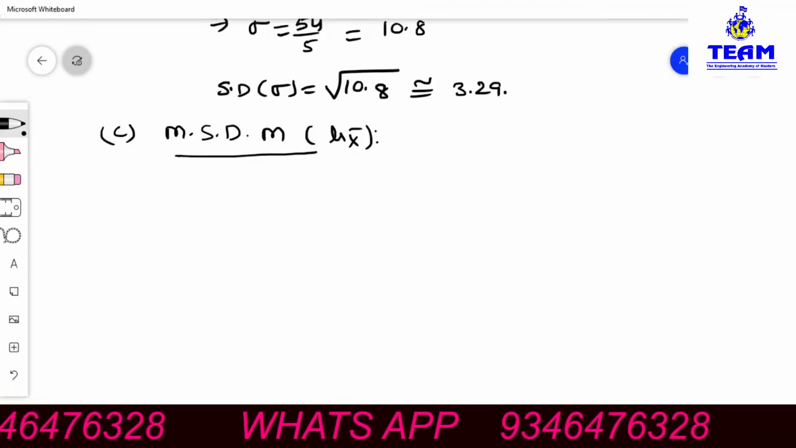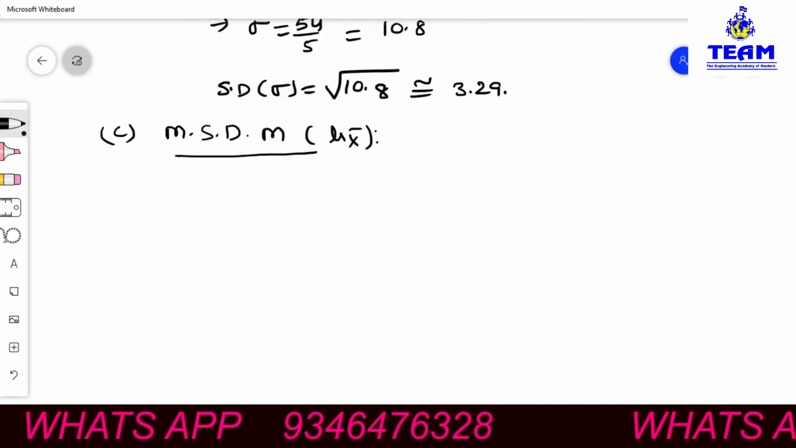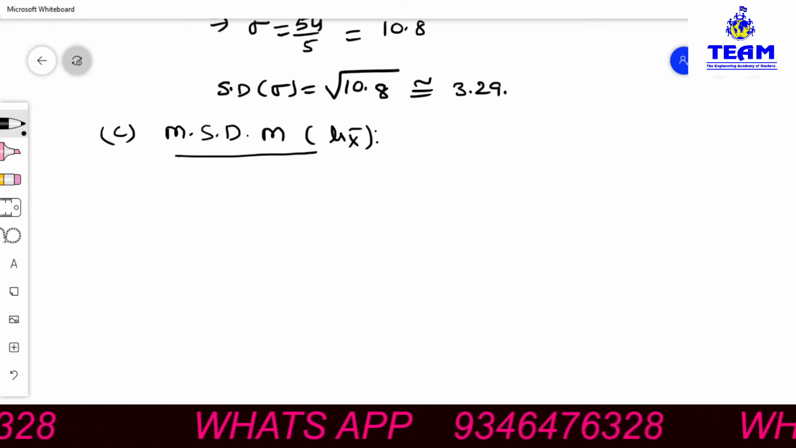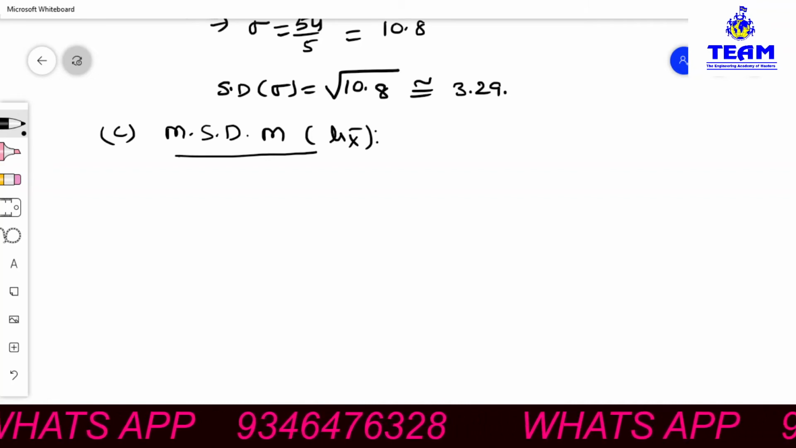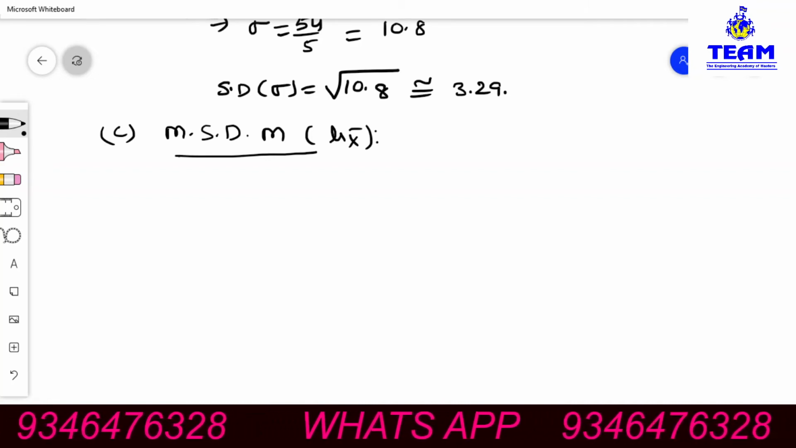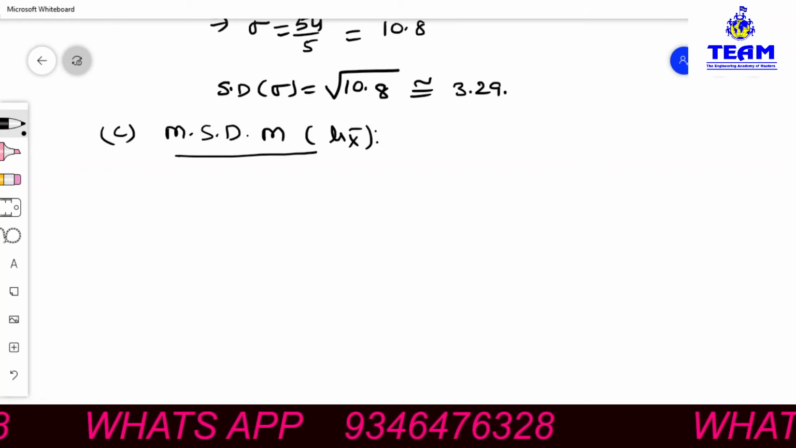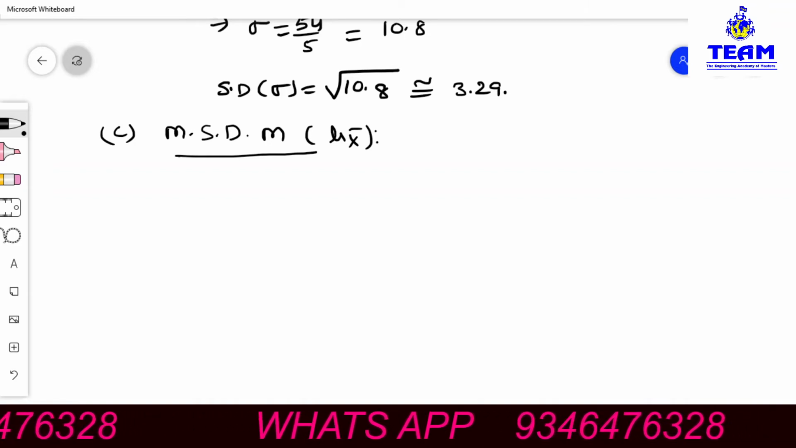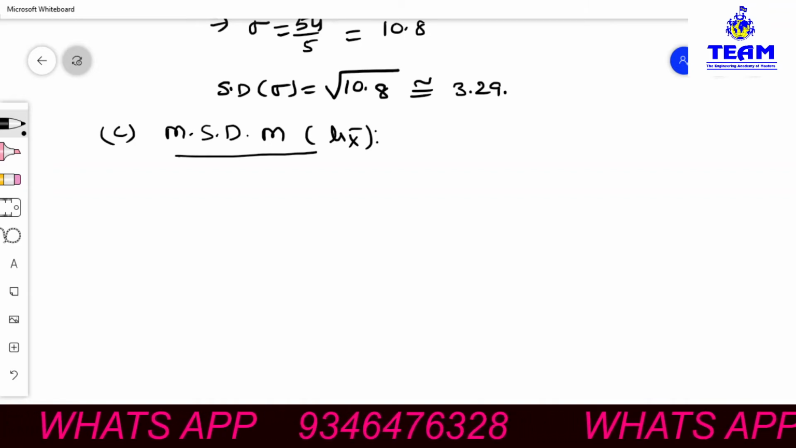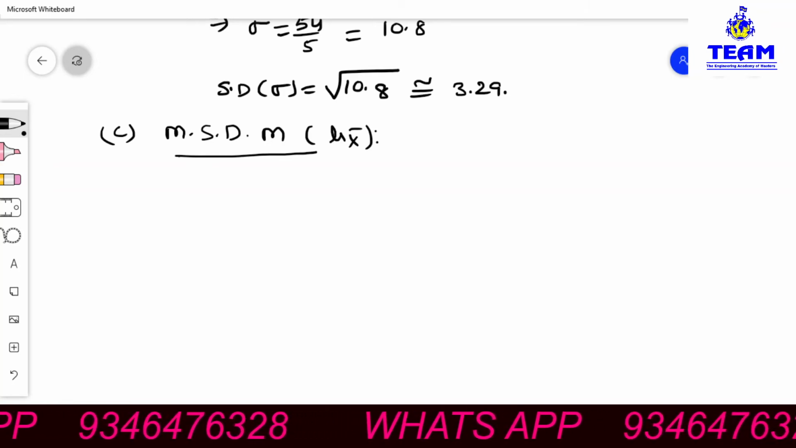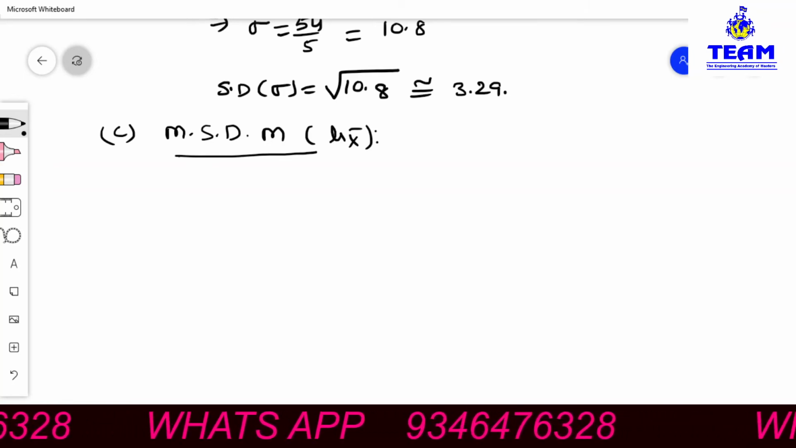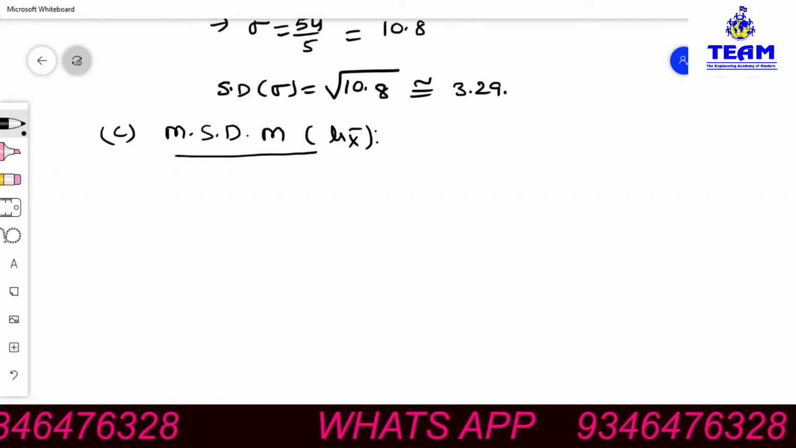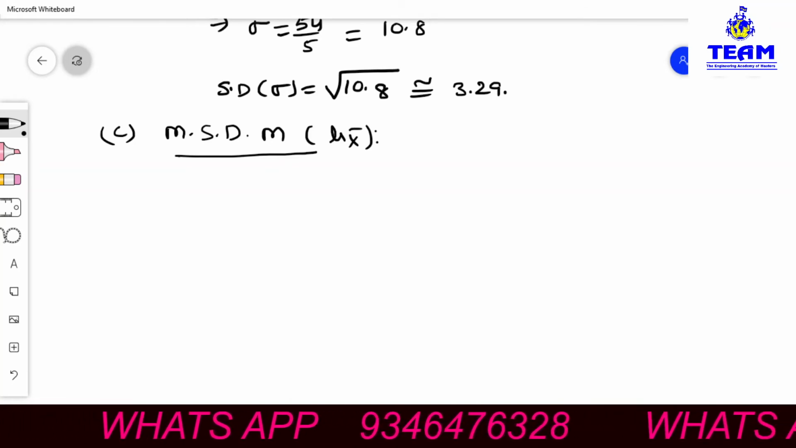Now I would like to find MSDM, which stands for mean of sampling distribution of means, which can be represented with mu x bar. First of all, I want to find the sampling distribution. Of course, as mentioned in the problem, we have to calculate this sampling distribution for a finite population. That means we have to calculate the sampling distribution without replacement. We know that in without replacement we have NCn elements.